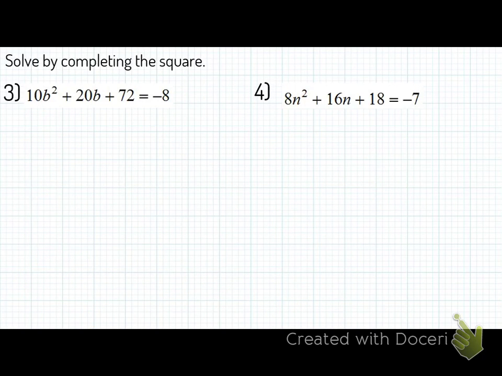Number 3. 10b squared plus 20b plus 72 is equal to negative 8. Okay, turn to your neighbors. Tell them what you would do first. What am I doing, everyone? Okay, you're subtracting 72.